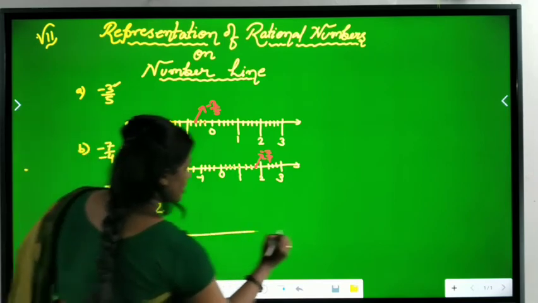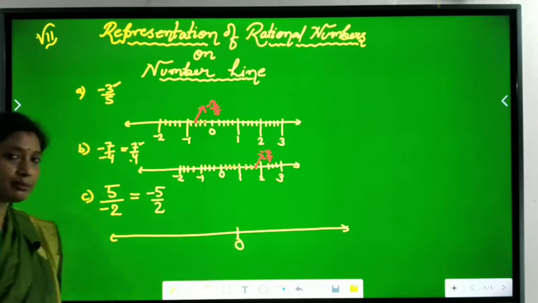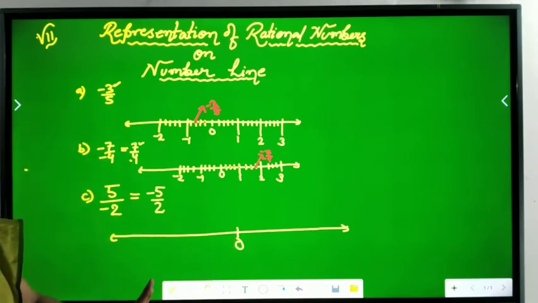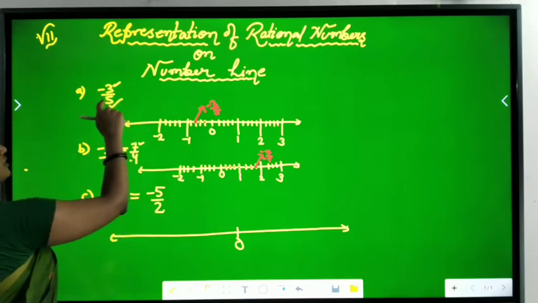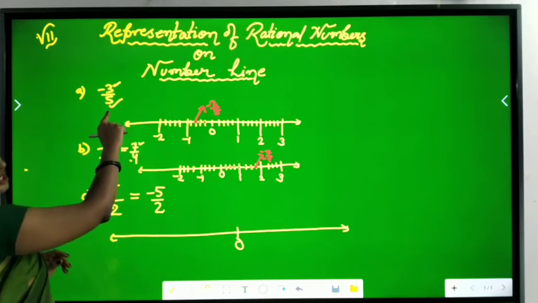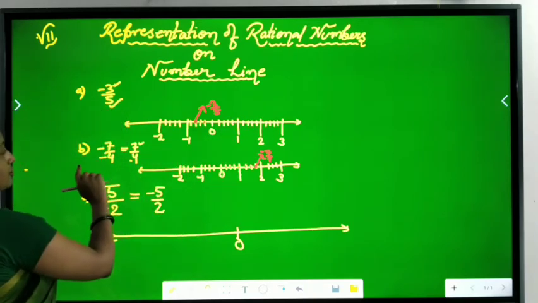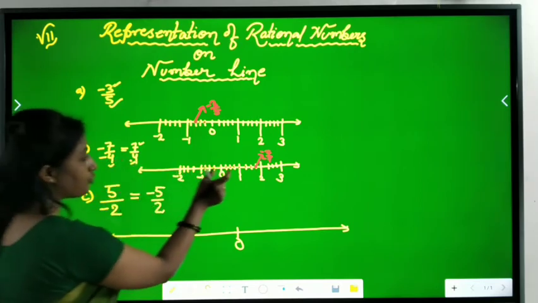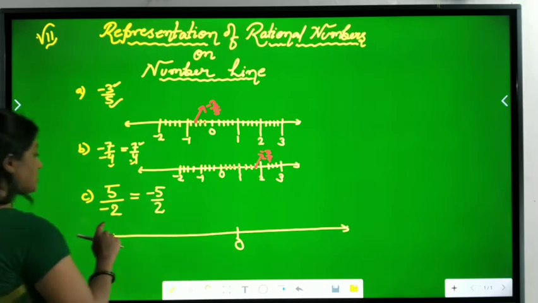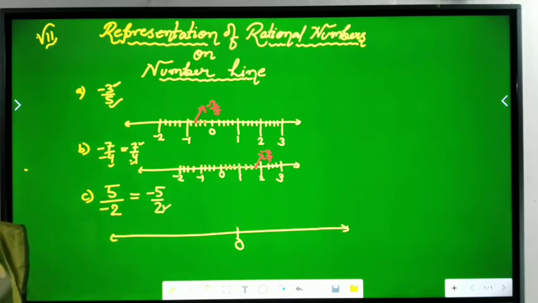Now just draw a number line here. Put 0 here in the middle. Once again you will make divisions, but this time you are going to make divisions of 2. Just look at here, in the first question there was 5 in the denominator, so we made 5 divisions. In question B, 4 is present in the denominator, so we made 4 divisions. And in question C, 2 is present in the denominator, so we will make 2 divisions.